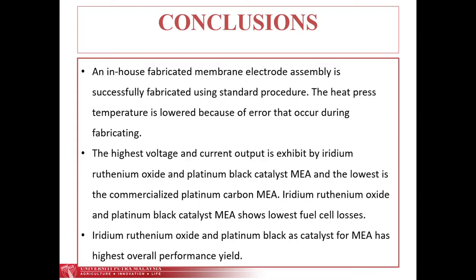The next part is the conclusion. An in-house fabricated membrane electrode assembly was successfully fabricated using the standard procedure. The heat press temperature was lowered because of an error that occurred during fabrication. The highest voltage and current output is exhibited by the iridium platinum oxide and platinum black catalyst MEA, and the lowest is the commercialized platinum carbon MEA. The iridium platinum oxide and platinum black catalyst MEA shows the lowest fuel cell loss. So the conclusion is that iridium platinum oxide and platinum black as catalyst for MEA has the highest overall performance yield.